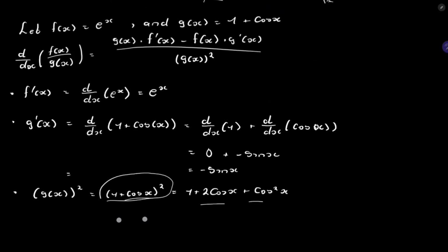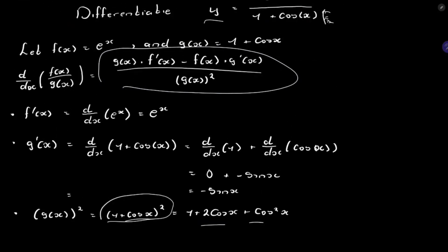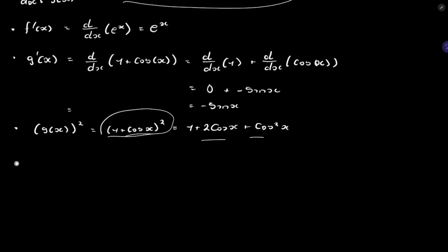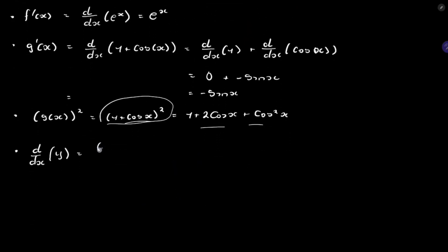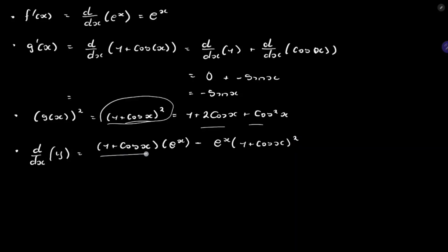So let's replace each term in our initial expression of our problem. The derivative with respect to x of our function y is equal to bottom g of x times f prime of x. What is g of x? g of x is the function 1 plus cos x, times f prime of x, which is the function e to the x, minus top, which is f of x, e to the x, times the derivative of the bottom, which is 1 plus cos x, all that squared, all divided by the square.